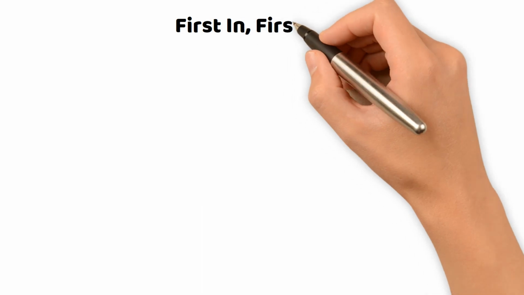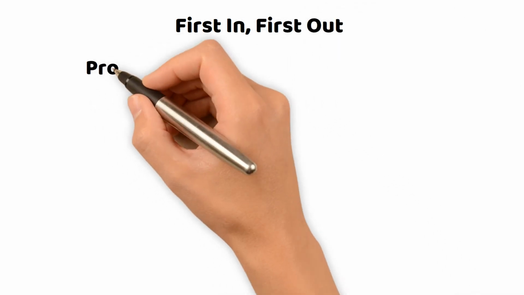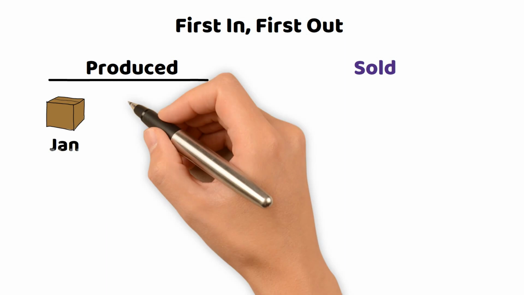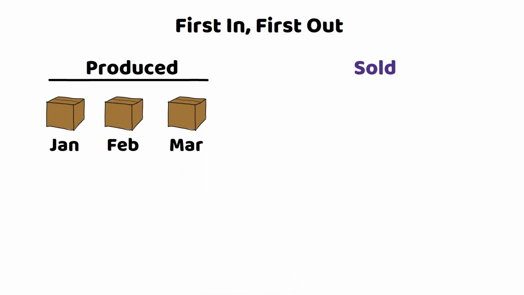First in, first out. FIFO stands for first in, first out, and is an inventory valuation method. It is based on the assumption that the first goods purchased or produced are the first to be sold or used, and the most recent goods are kept in inventory until the earlier ones have been sold or used.